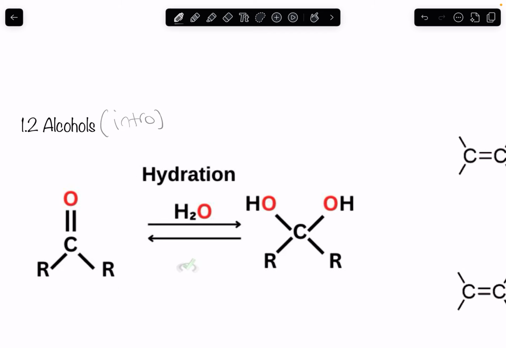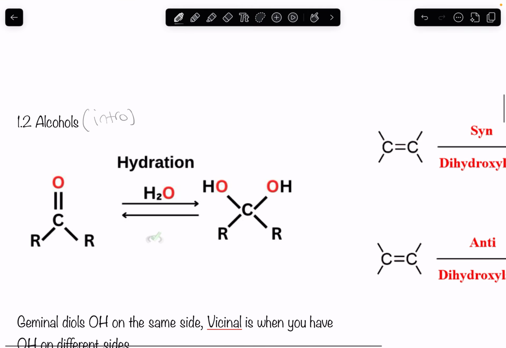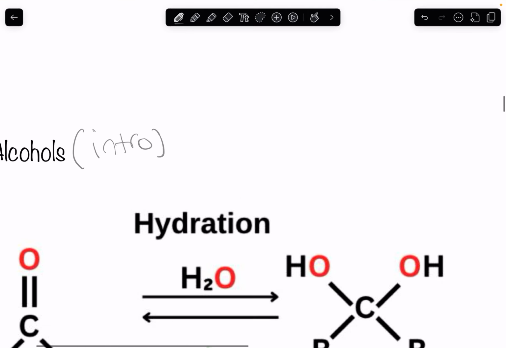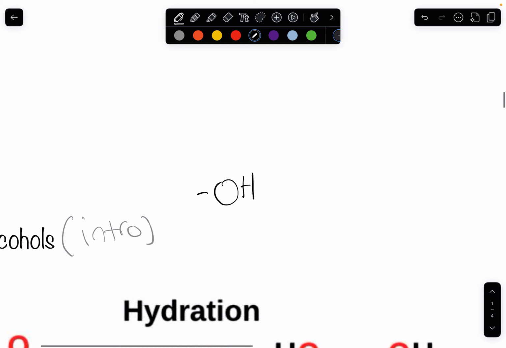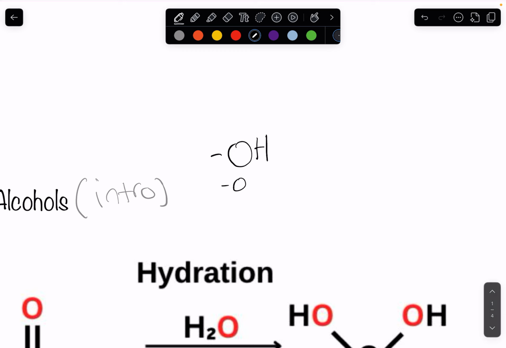And in chapter 1.2, Kaplan quickly goes over a few things about alcohols, so we're just going to go over them as well. It should be a very quick video. So pretty much what is an alcohol, right? We know an alcohol is a hydrogen bonded to an oxygen, and then we know it has the prefix OL.